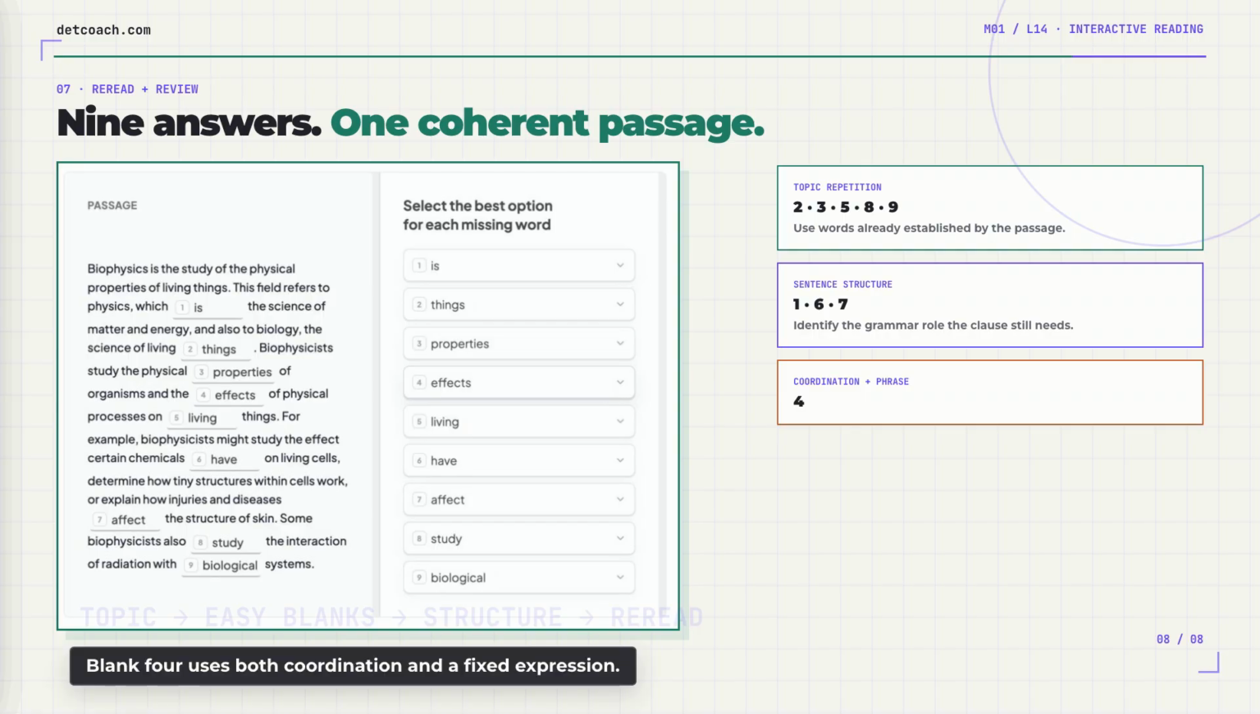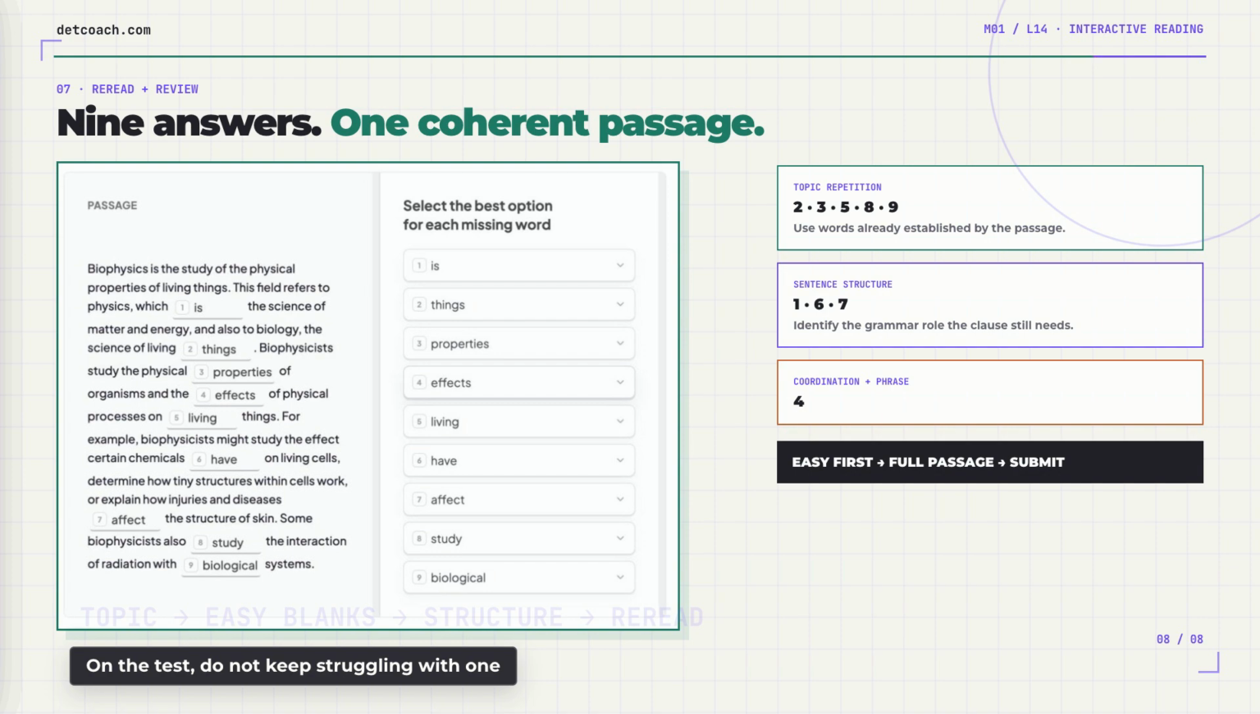Blank 4 uses both coordination and a fixed expression. On the test, do not keep struggling with one blank simply because it comes next. Choose the answers you can determine first, then use information from the full passage to solve the remaining blanks. Once you have confirmed that the passage is coherent, submit your answers.